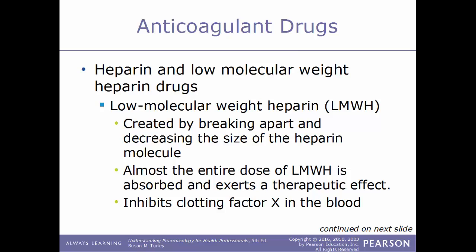Now, there's another version of heparin called low molecular weight heparin, or LMWH. This is created by breaking apart and decreasing the size of the original heparin molecule. And by doing so, almost the entire dose of LMWH is absorbed and exerts a therapeutic effect.